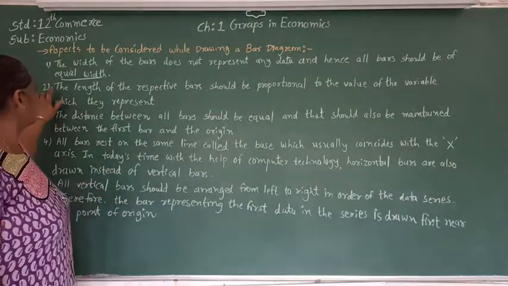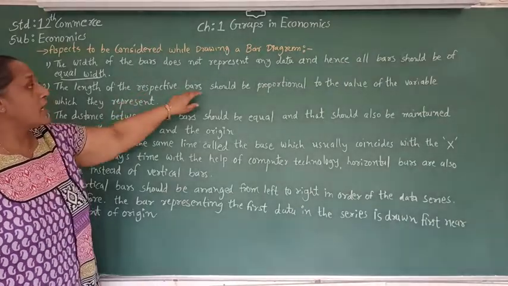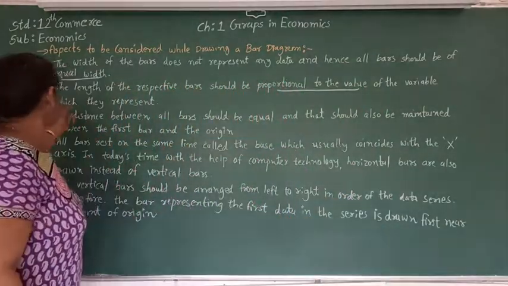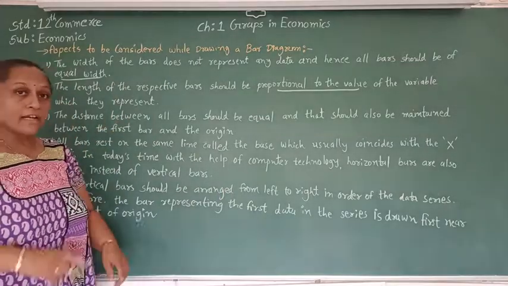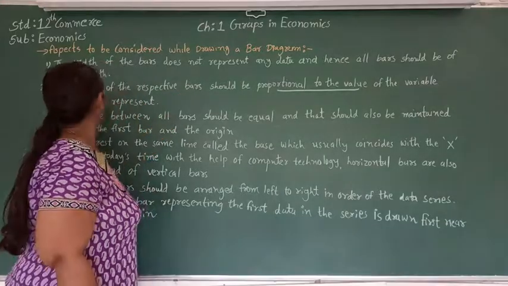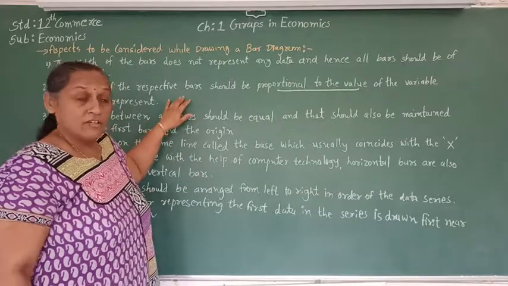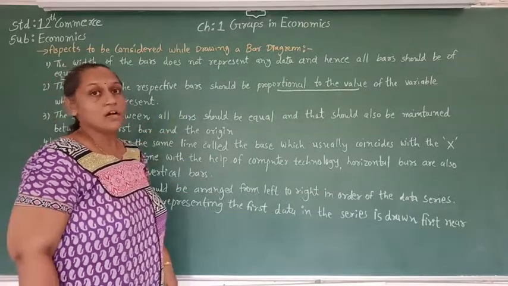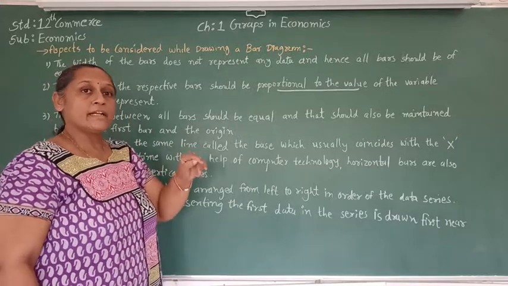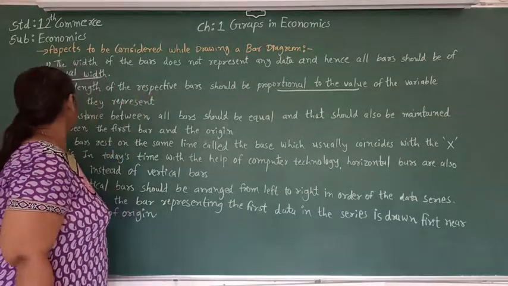Now the second one is the length of the bar. The length of the respective bars should be proportionate to the value of the variable which they represent. As we know, the height or length of the bar represents the value of the variable, and it must be according to the value of the variable, and we have to indicate that on that bar. So that is the second point.